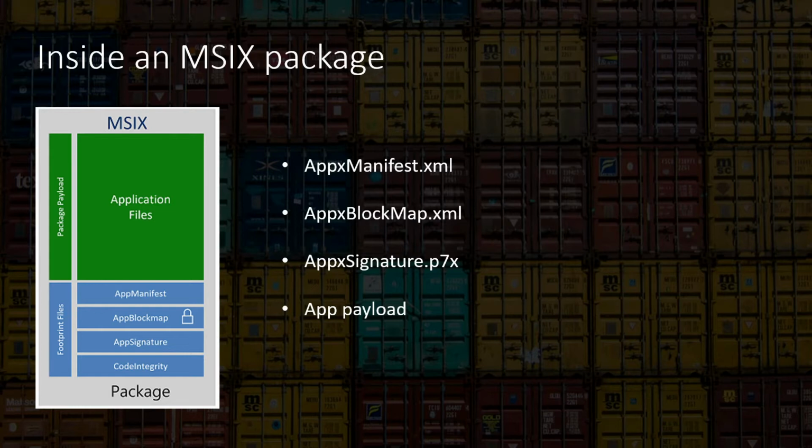The AppXSignature.p7x is generated when, like I said, the package is signed itself, and all MSIX packages are required to be signed before you are able to install them. With the AppXBlockMap.xml, the platform is able to install the package, and this will be validated finally.